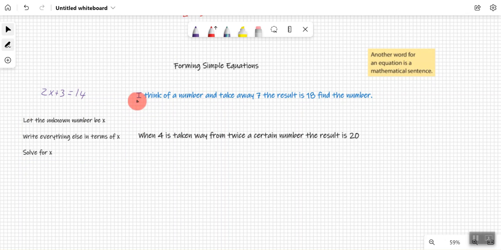So what does that look like? If we take this question here, we let the unknown number be represented by x. If we read it, I think of a number and take away 7, the result is 18. So what does that look like if I write that out as an expression? The number is x. And then it says I take away 7, so x minus 7 is equal to 18.